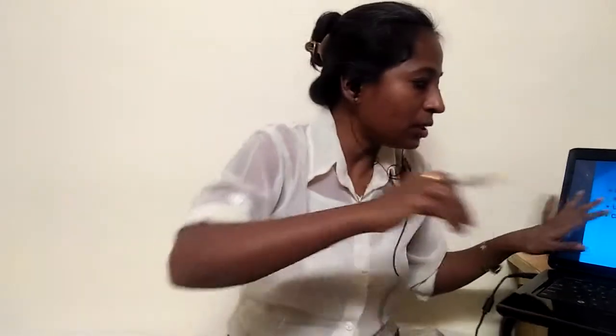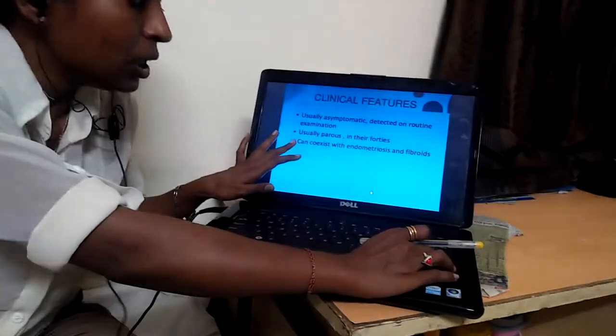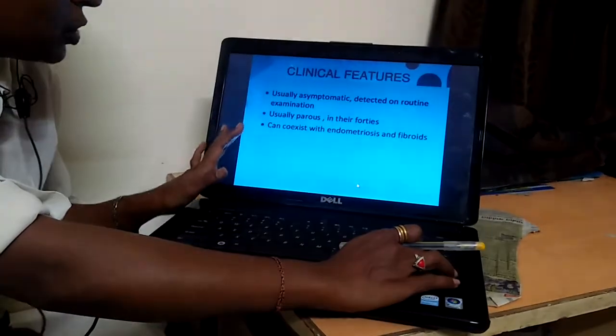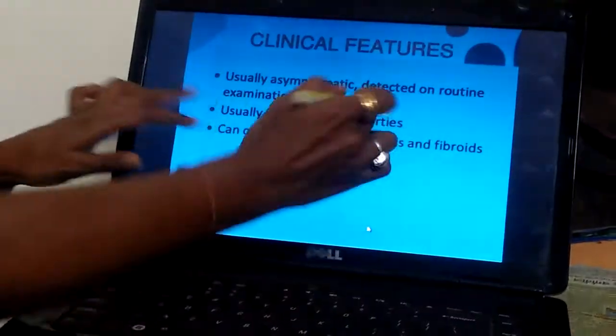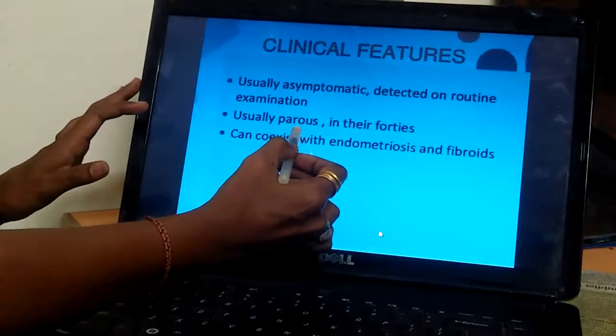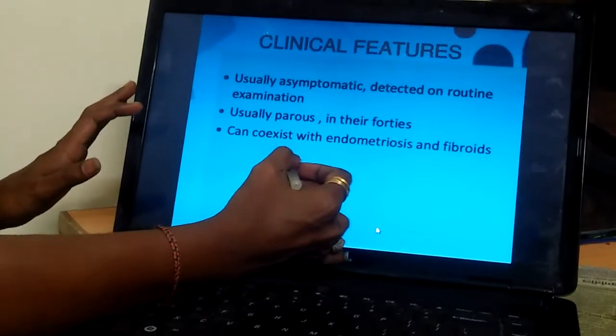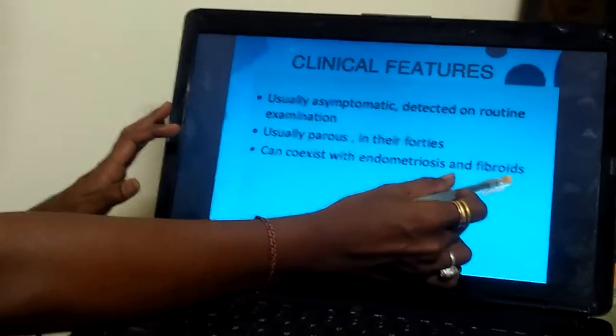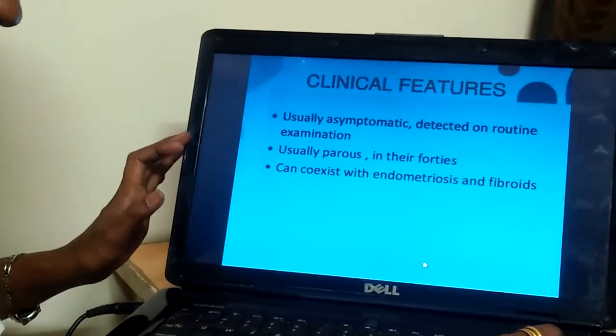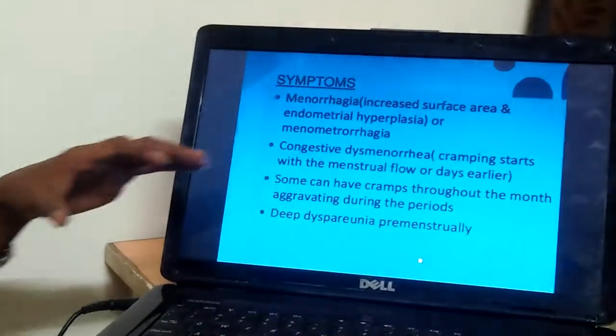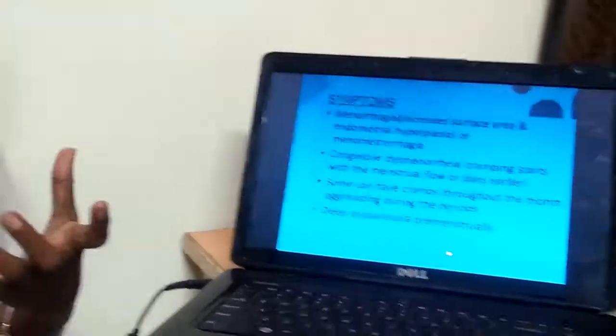It is the presence of functioning endometrium other than the normal site, that is called endometriosis, and fibroid is a benign growth that may coexist. These are the clinical features. Usually asymptomatic, detected on routine examination, in parous women in their 40s, with endometriosis and fibroid that coexist with it. Symptom-wise, there is menorrhagia.